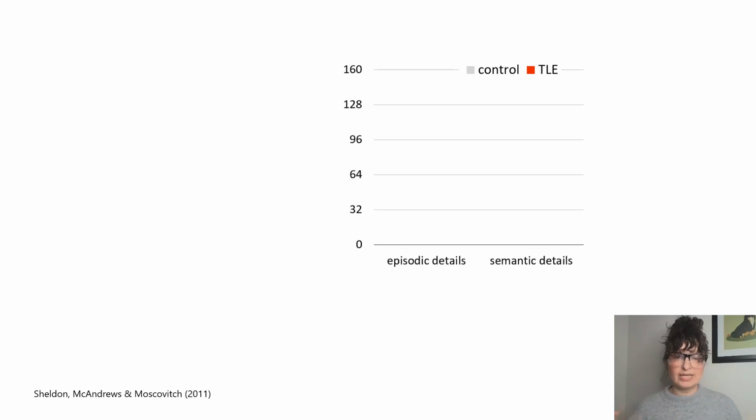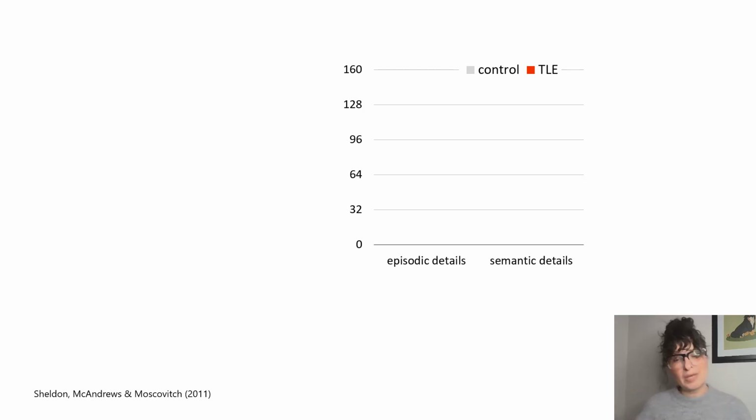Sheldon et al. actually tested two groups of participants, control participants and participants who had temporal lobe epilepsy. Temporal lobe epilepsy is literally epilepsy where seizures are starting in the temporal lobe, and eventually what happens is that the temporal lobe acquires damage over the long term and produces episodic memory deficits. So testing controls and participants with temporal lobe epilepsy, they analyzed their answers to identify the number of episodic details participants reported and semantic details.